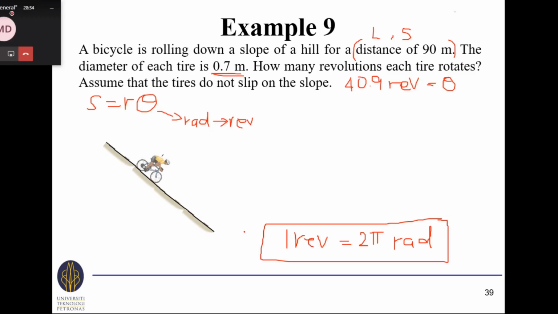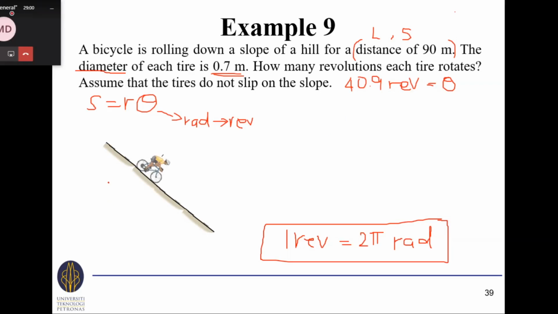Okay, so you have a bicycle rolling down a slope of a hill for a distance of 90 meters. So this is the distance covered on the surface. The diameter of each tire is 0.7. So please note this word diameter. And you are asked to calculate the revolution of the tires.